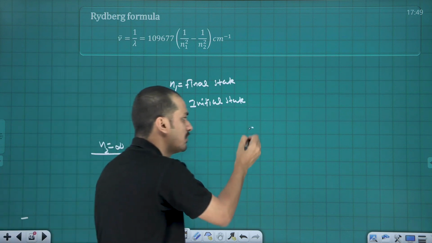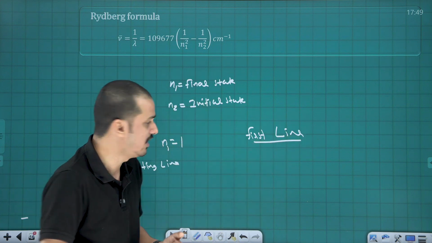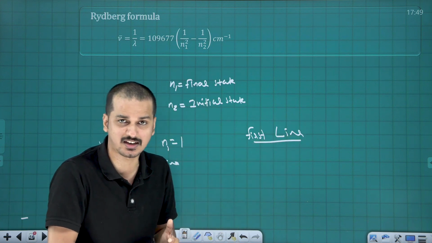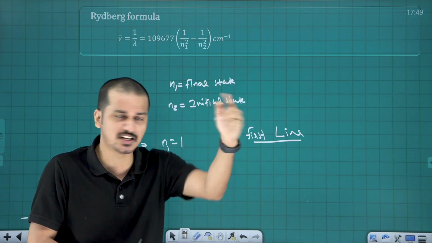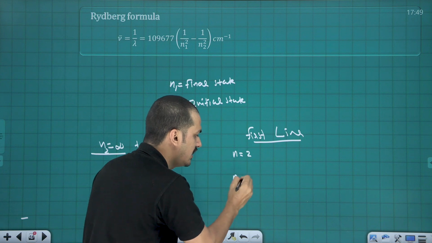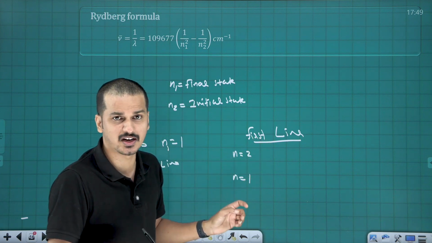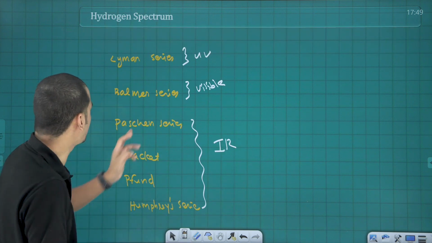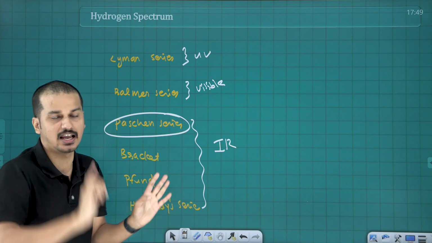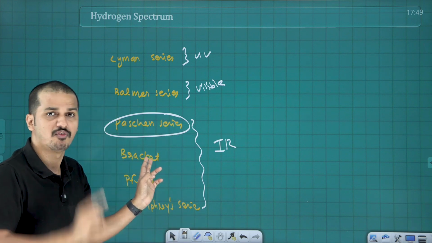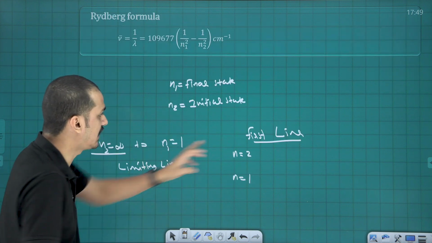Next, the first line. That is a very important idea. First line means always from where to where it is coming. In the case of the Lyman series, it is the first jump, so n equal to 2 to n equal to 1. That is the first line of the Lyman series. For the Paschen series, n equal to 3 is the final state, so it is coming from 4 to 3. That is the first line of the Paschen series. For the Brackett series, it comes from 5 to 4. Like that, the first line. You have to remember that idea.